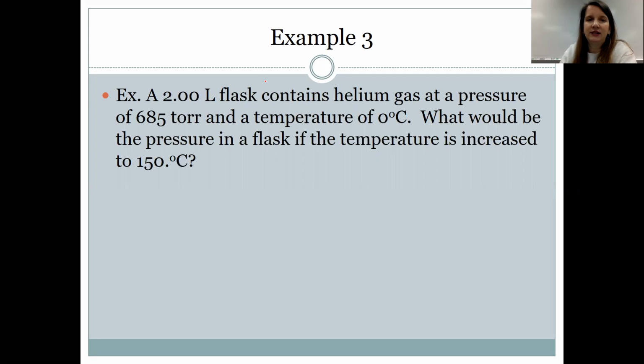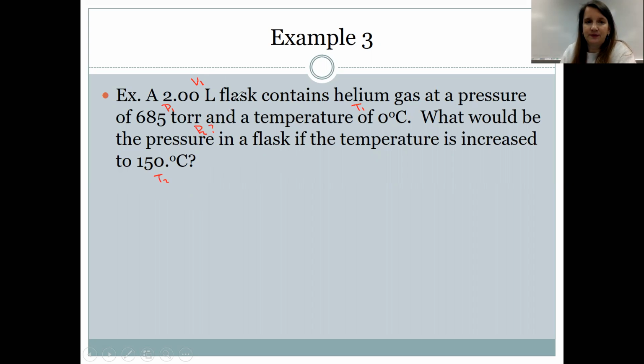Okay, so looking at this next question here, a 2-liter flask, so that's volume, contains helium gas at a pressure of 685 torr and a temperature of 0 degrees Celsius. What would be the pressure in the flask if the temperature is increased? So we're looking for pressure 2, if the temperature is increased to 150 degrees Celsius.